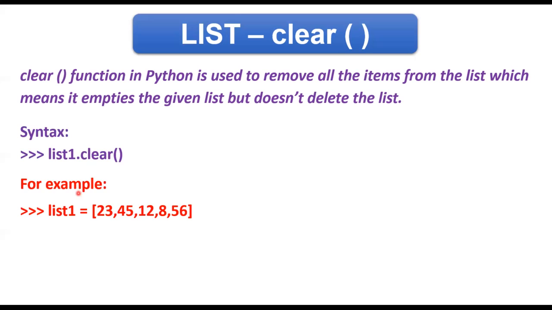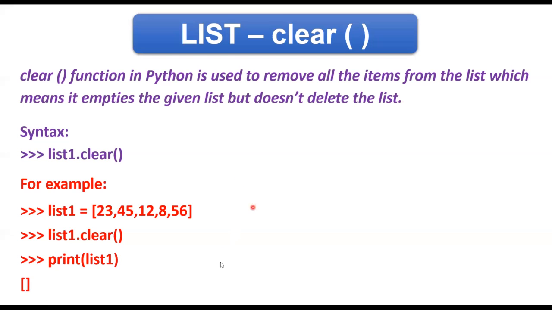For example, list1 is having 5 elements. Now, if I apply the list1.clear() method, then my print statement is going to give me an empty list. That means the list will still be there, but it will be emptied. After using the clear method, there will not be any element inside the list.